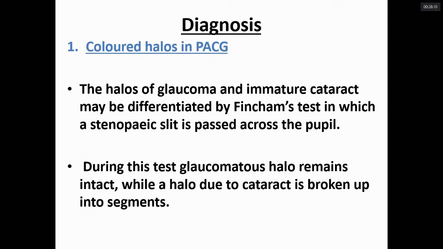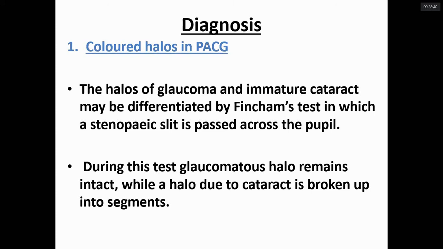So colored halos in PACG, the halos of glaucoma and of immature cataract, may be differentiated by the Fincham test. The Fincham test is frequently asked in your exam. You make a five-star over there, in which a stenopaeic slit is passed across the pupil, and during this the glaucomatous halo remains intact, while the halo due to cataract is broken up into segments.